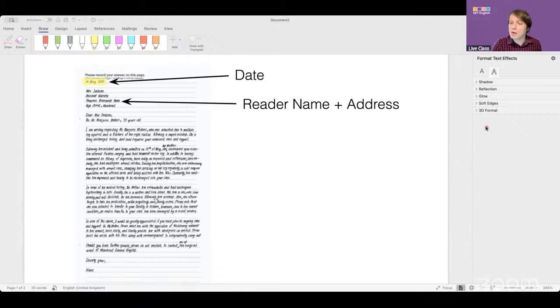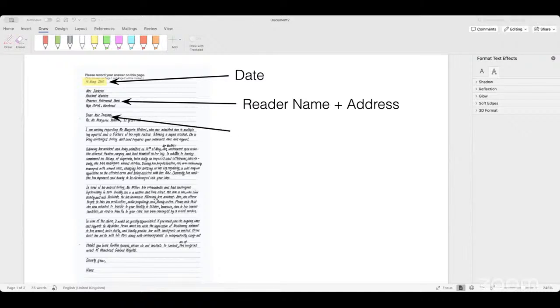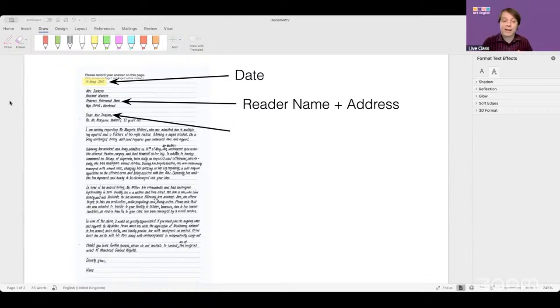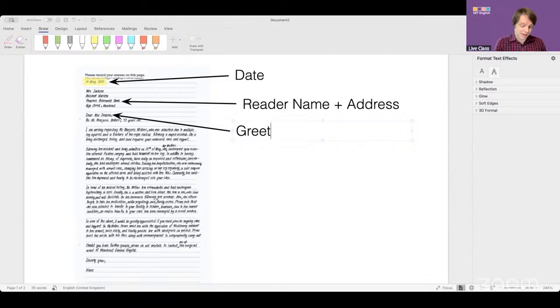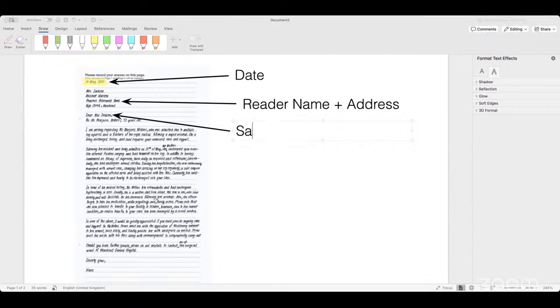What's below this? Anne, do you want to tell us? Or Joanne? It's actually the salutation. Anne, did you say salutation? Yes, the salutation. Some people say greeting. So it's just the same thing. Greetings, salutation, yes, it's the same.